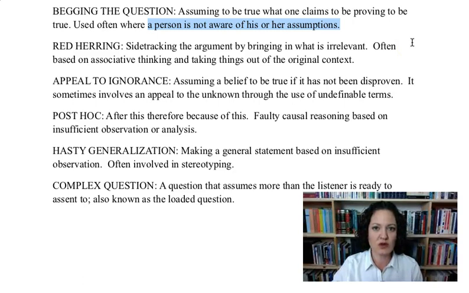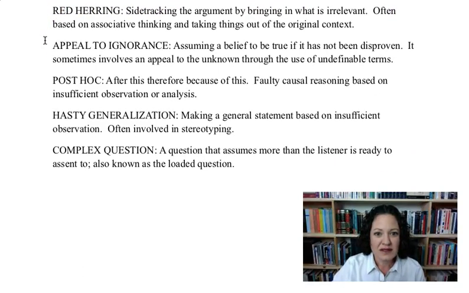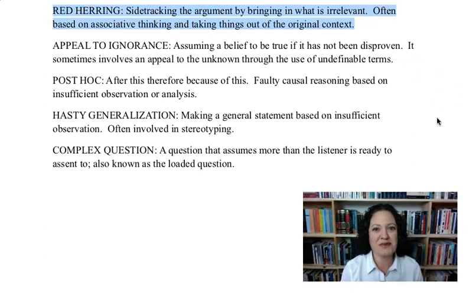Philosophers should be the most aware of their assumptions, and oftentimes they aren't. So begging the question, let's avoid that. All right, red herring. Now this is something that happens often in my classes. Sometimes I let it happen on purpose to see where we're going.